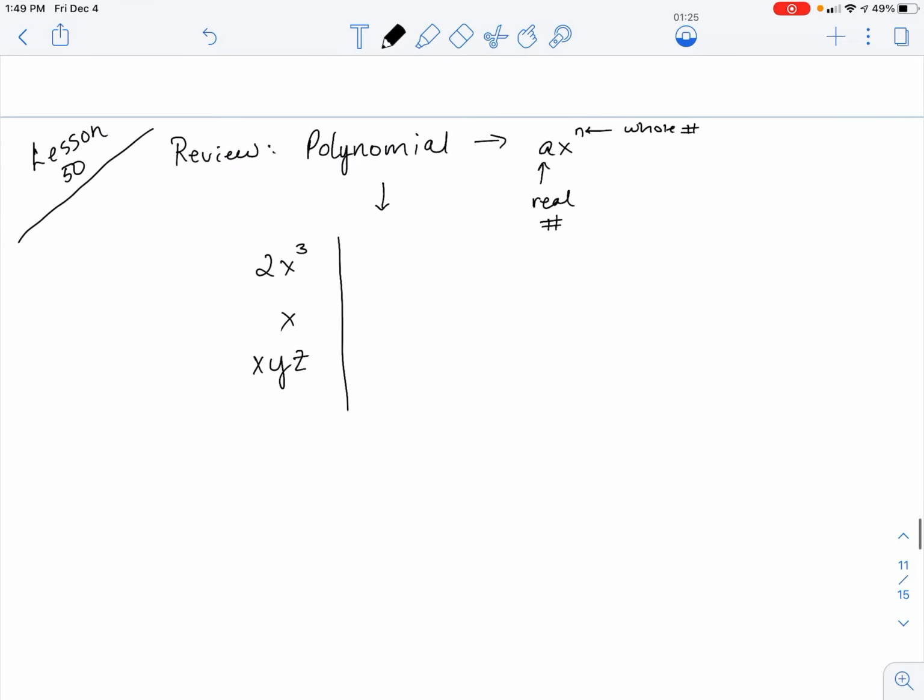Now let's talk about what degree these terms actually are. How do we tell in a term what degree it is? Well, we take the highest exponent. In this case, this is a third degree term. This is a first degree term because the exponent would be a 1. And then the xyz has 3 exponents of 1. So this is also a third degree term. This is the degree of a term.